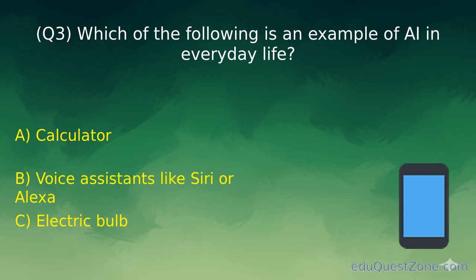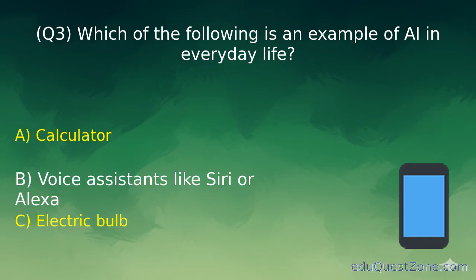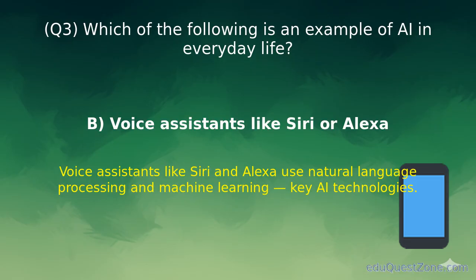Question 3. Which of the following is an example of AI in everyday life? Option B. Voice assistants like Siri or Alexa. Voice assistants such as Siri and Alexa use artificial intelligence to understand and respond to human speech.